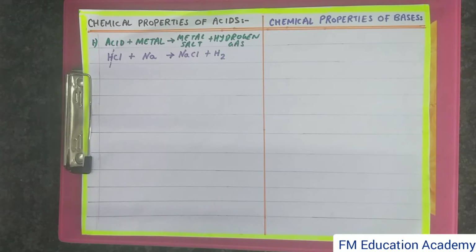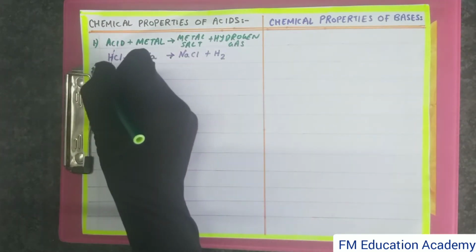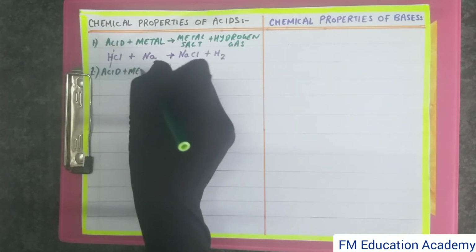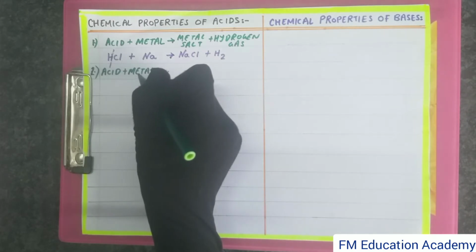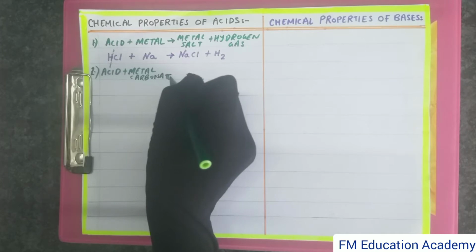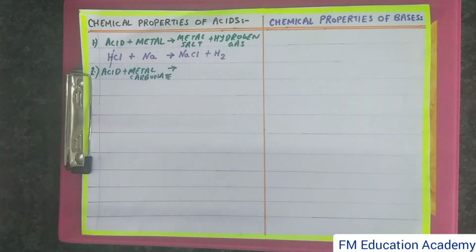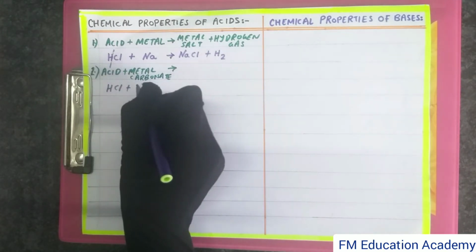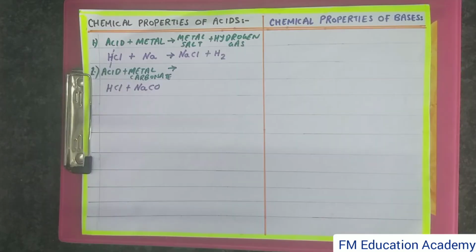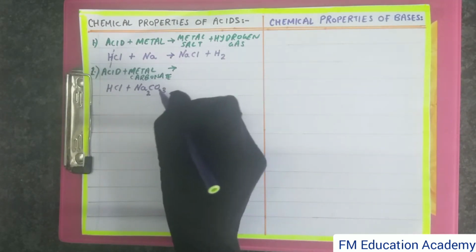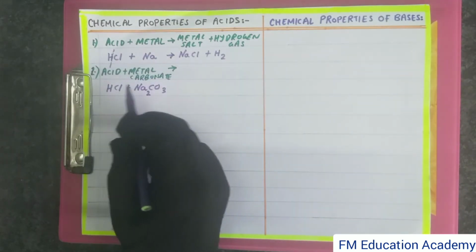Now the second chemical property of acids is that acids react with metal carbonate to form dash. In this also we discussed. So when acid reacts with metal carbonate, again we'll take HCl as an acid, and metal carbonate means metal, I'm taking as sodium Na, and carbonate means CO3. I know the formula of sodium carbonate is Na2CO3, so I'll write 2 here. So HCl is reacting with sodium carbonate.